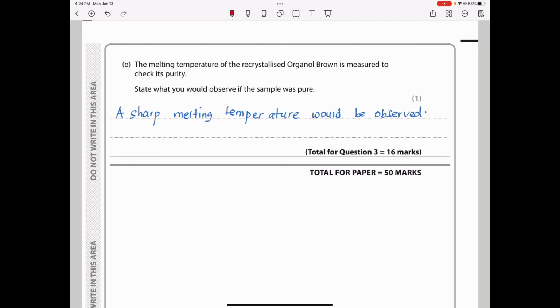Lastly, the melting temperature of the crystallized organobrown is measured to check the purity. State what you would observe if the sample was pure. If the sample was pure, a sharp melting point is going to be observed, and that's it basically. If it was impure, it will melt over a range of temperatures, and the melting temperature will be lower than the data booklet value.